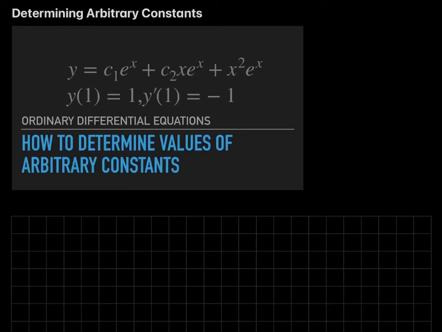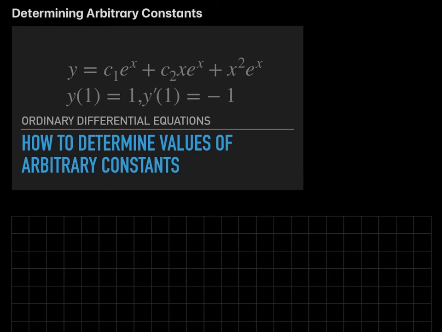Here we are given a solution to a second-order differential equation, and we know that it's second order because there are two arbitrary constants c sub 1 and c sub 2. We are also given two conditions, one condition on the solution and the other is on the derivative. And we will be looking for the particular solution by solving for c sub 1 and c sub 2.